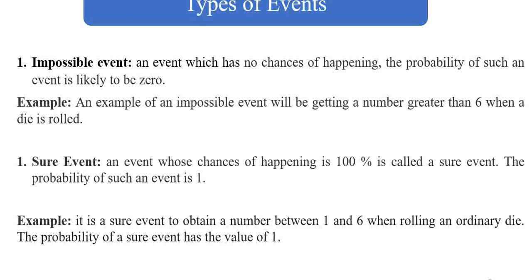When you roll a die and you are expecting a number greater than 6, that is an impossible event. It will not happen, so the probability is 0.